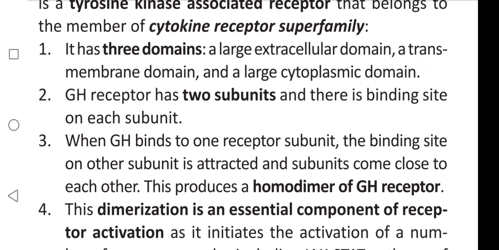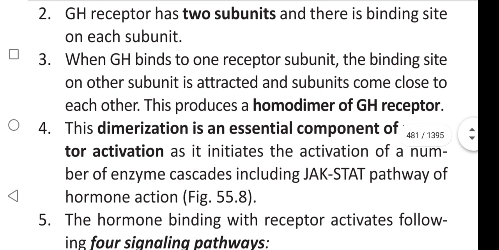Growth hormone receptor has two subunits, and there is a binding site on each subunit. When growth hormone binds to one receptor subunit, the binding site on the other subunit is attracted and the subunits come close to each other. This provides a homodimer of growth hormone receptor.